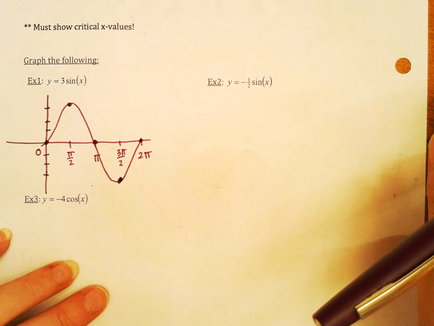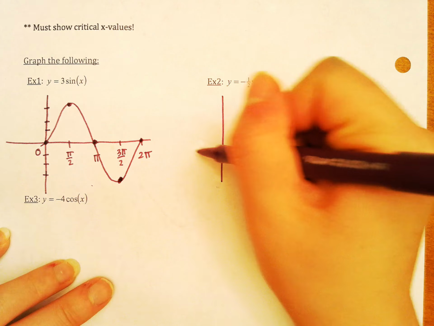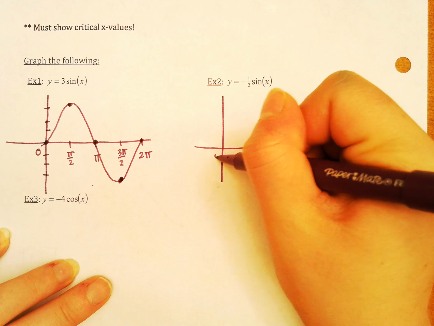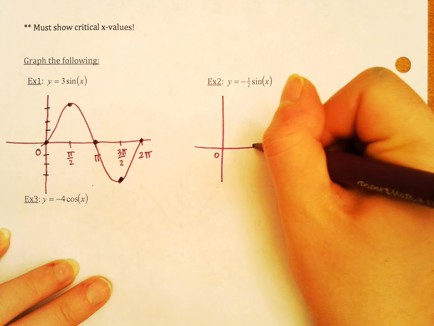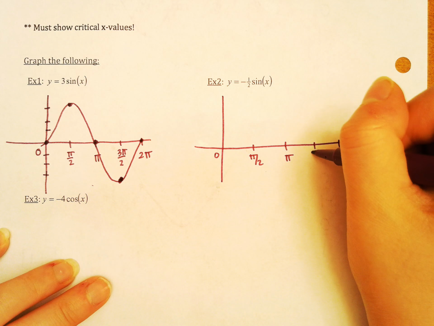Okay, let's do another one. So same critical values that we're looking at. We have 0, pi over 2, pi, 3 pi over 2, and 2 pi.